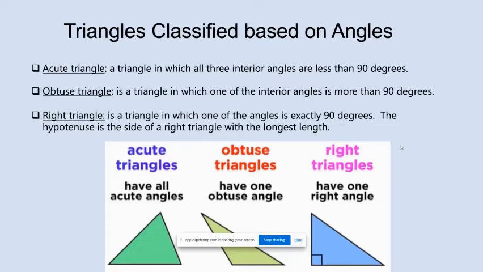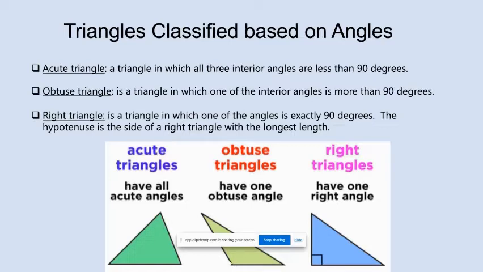The acute triangle is a triangle in which all 3 interior angles are less than 90 degrees. As you can see here in our example, since this is an acute triangle, all the angles would be less than 90 degrees. So it could be 80 degrees, 70 degrees, 60 degrees, as long as they're less than 90 degrees. The obtuse triangle is a triangle in which one of the interior angles is more than 90 degrees.